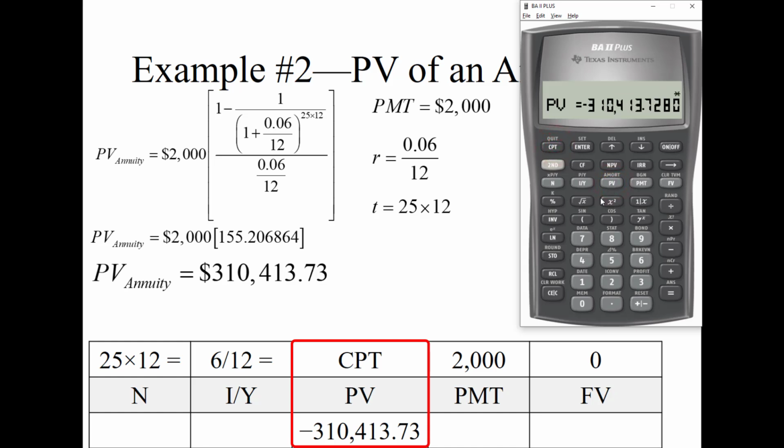And here you see that annuity will cost us $310,413 and about 73 cents. In this case, we'd be willing to pay $310,413.73 for that annuity. And another way to think about it would be that we could recreate that annuity if we earned 6% per year on the money that we had saved, if we took out $2,000 a month for the next 25 years.